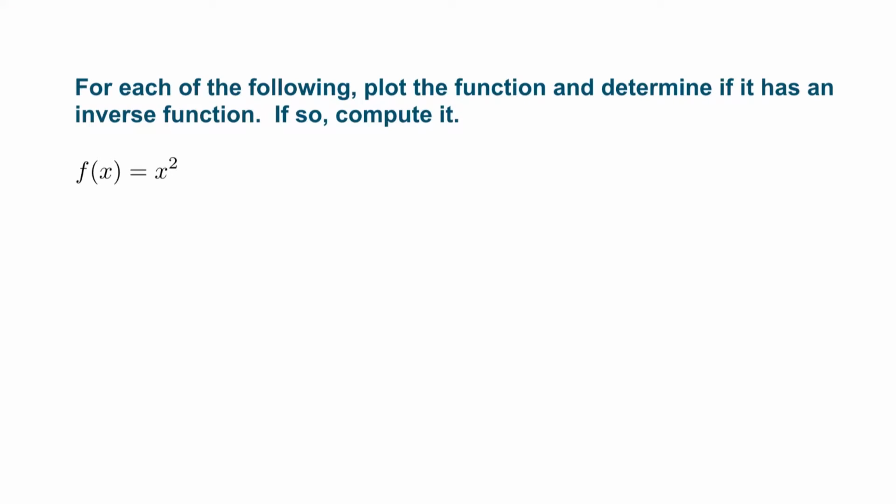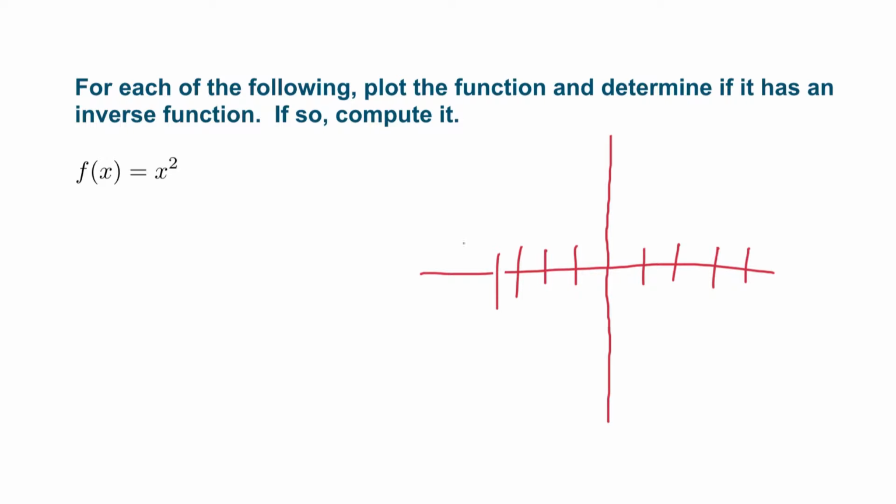For each of these, we want to plot the function, determine if it has an inverse function using the horizontal line test, and if it does have an inverse function, compute it using the rule I just gave. So let's start with f of x equals x squared. So we should know how to plot this at this point.